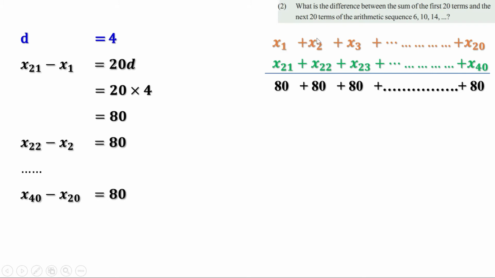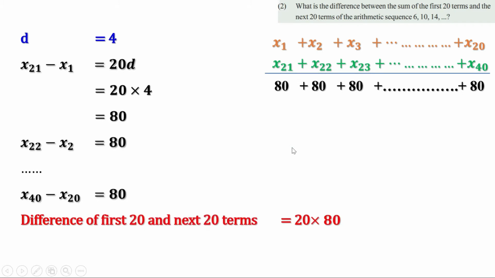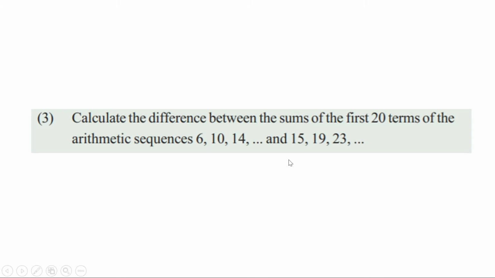If you take the sum of two terms, the difference is 80 plus 80. If you take the sum of three terms, the difference is 80 plus 80 plus 80. When you take the sum of 20 terms, the difference is 20 times 80. That is, the difference of the first 20 and the next 20 terms is 20 times 80. That is 1600.